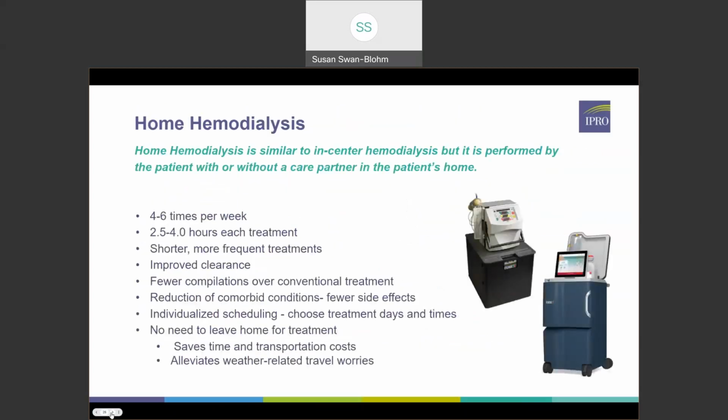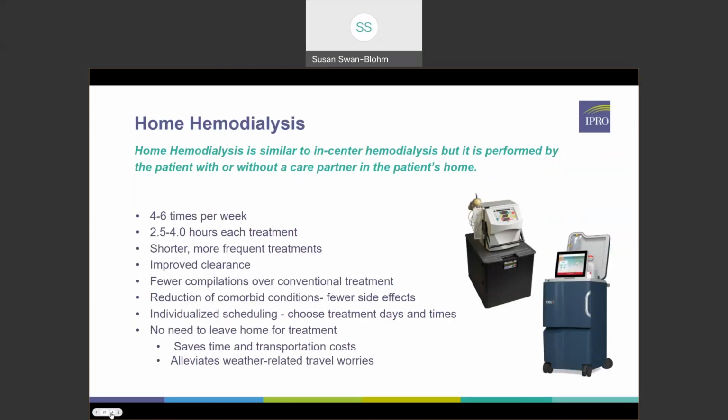Home hemodialysis is very similar to in-center dialysis, but is performed by the patient or a care partner in the comfort of the patient's home. The blood is filtered through the capillaries in the dialyzer, and the waste and extra fluid travel across the membrane and are disposed of as waste down the drain. The patient has the ability to schedule their own prescribed treatment when it is most convenient for them.